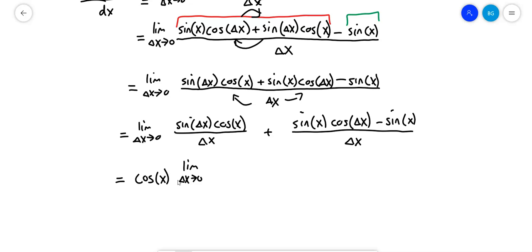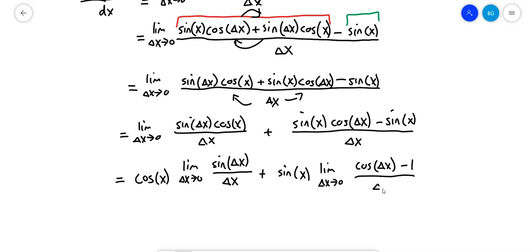I'm not going to rigorously prove that that is okay to do, but you can take my word for it. Okay, and then we're going to do a very similar thing here, where notice that I could factor out a common factor of sine. And so I'm going to take the sine of x, and I'm going to have the limit as delta x goes to 0. I would be left with the cosine of delta x minus 1 over delta x. All I did was factor out that common sine factor and take it outside the limit, since it does not depend on delta x.